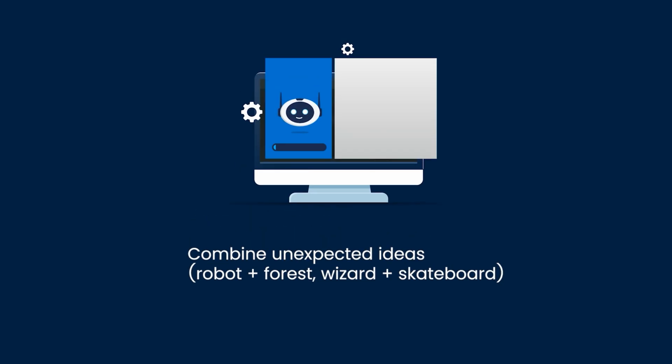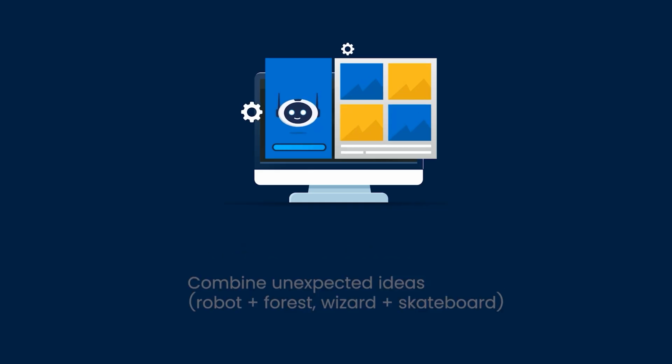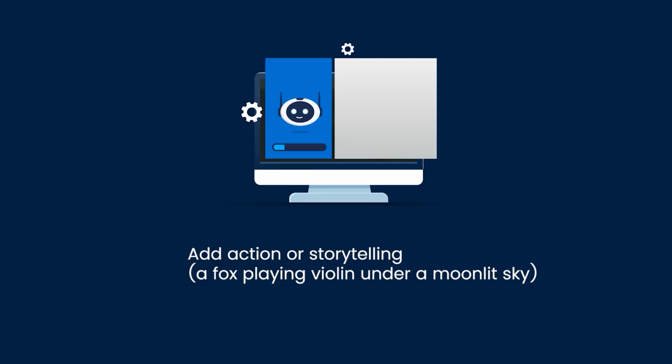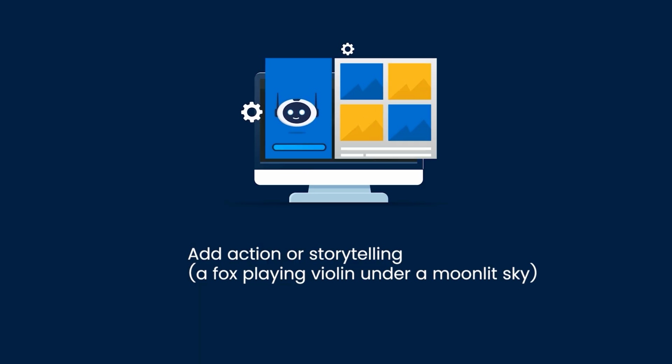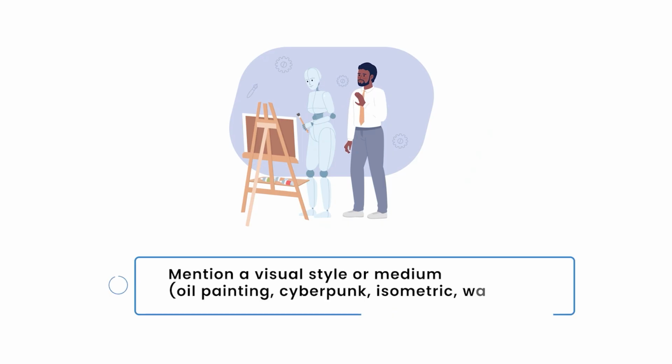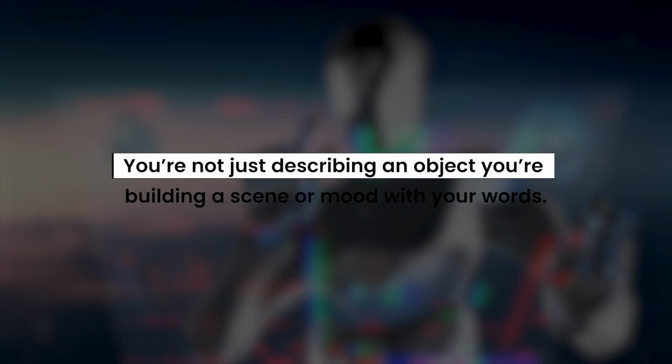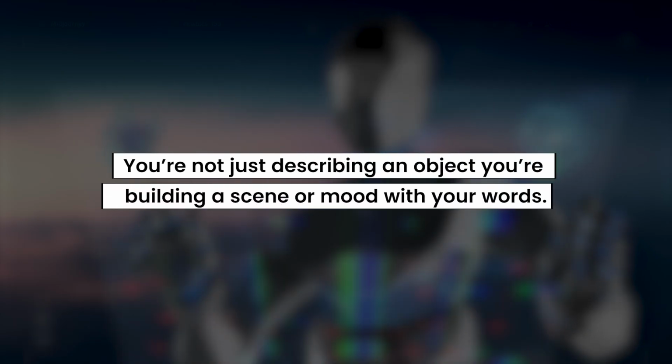Combine unexpected ideas: robot with forest, wizard with skateboard. Use visual or emotional adjectives: dreamy, chaotic, soft, or glowing. Add action or storytelling: a fox playing violin under a moonlit sky. Mention a visual style or medium: oil painting, cyberpunk, isometric, or watercolor. You're not just describing an object, you're building a scene or mood with your words.